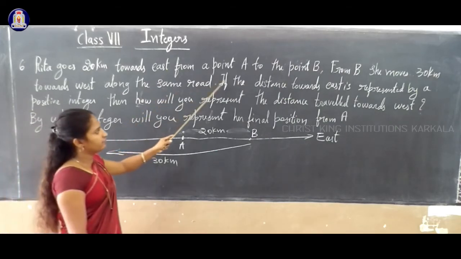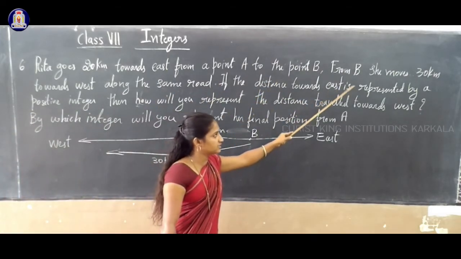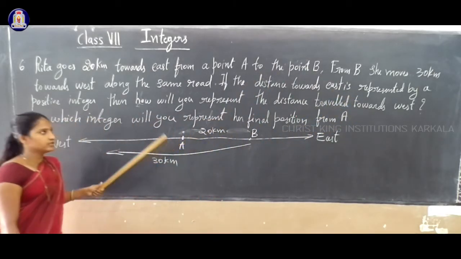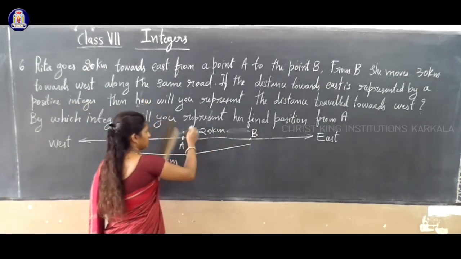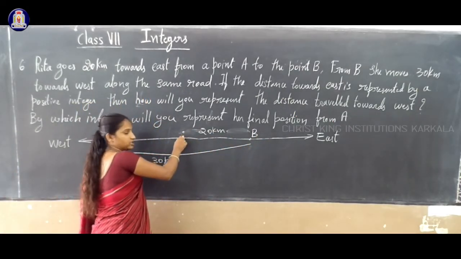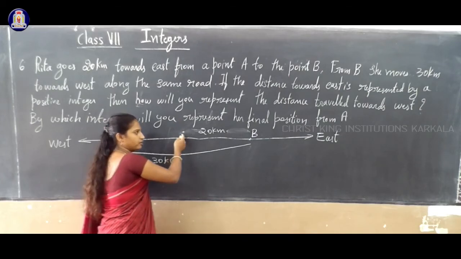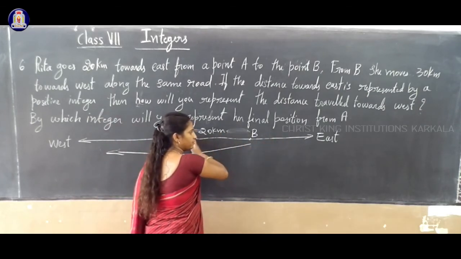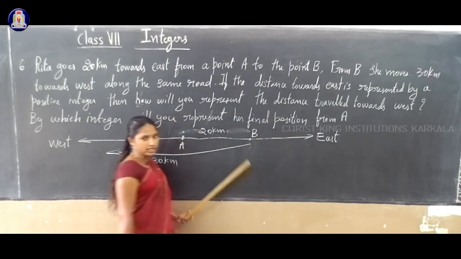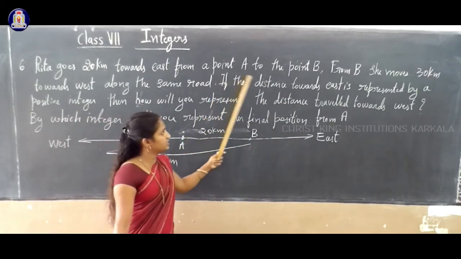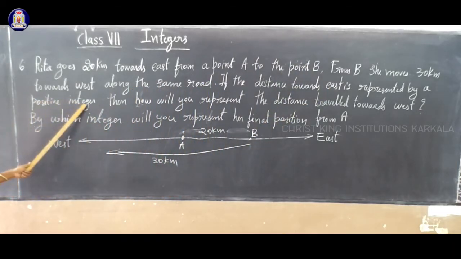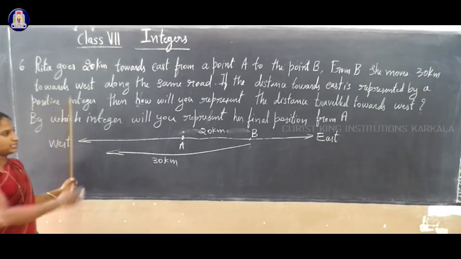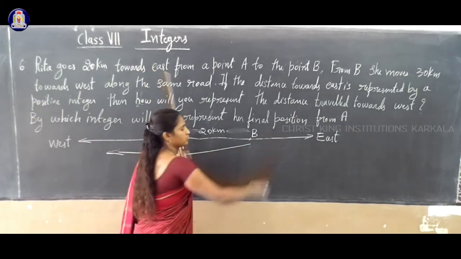So now question: if the distance towards east is represented by, see, this is the initial position, this is point A. From A to B, she is traveling in the east direction. Clear? So if the distance towards east is represented by positive integer, so east direction is represented by positive integer.